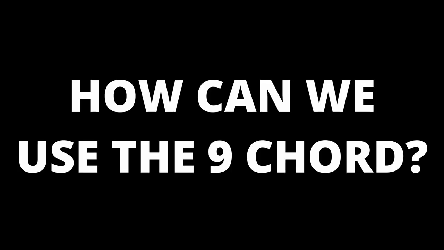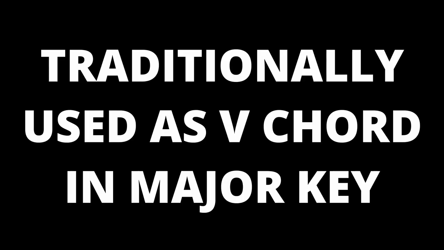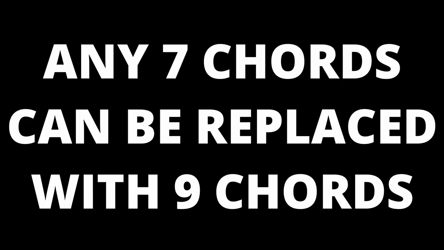How can we use the dominant ninth chords? The traditional use of the dominant chords is as the 5 chord in major keys. However, because of its use in the blues, jazz, and funk, you may have heard it used as chords 1 and 4 as well. If you have seen or used dominant 7th chords in chord progressions, then you can simply replace them with the dominant 9th chords with no issues at all.